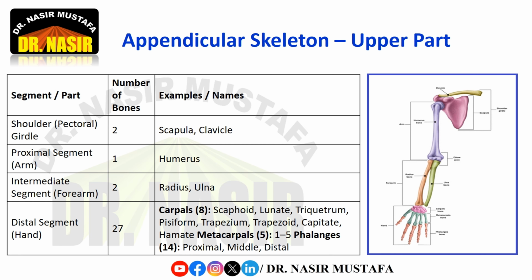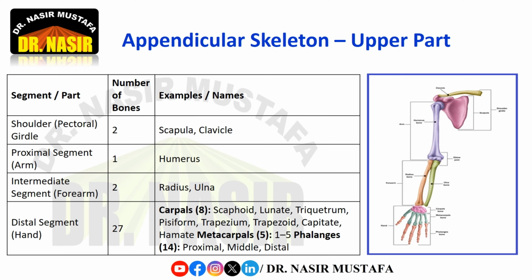The shoulder or pectoral girdle contains 2 bones, the clavicle and the scapula. The arm contains a single bone called the humerus. The forearm consists of 2 bones, the radius on the lateral side and the ulna on the medial side. The hand contains 27 bones.